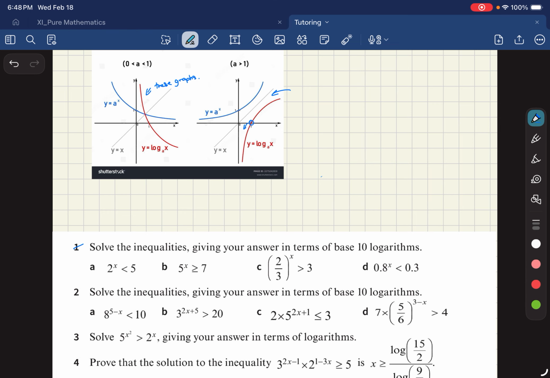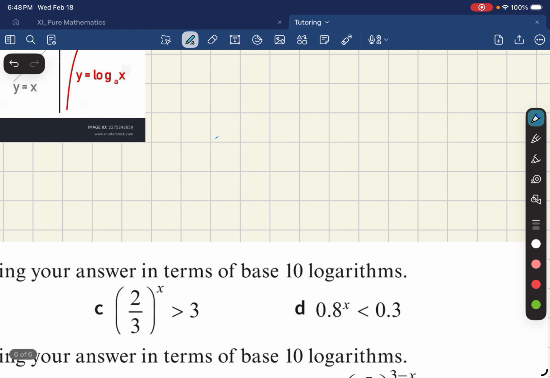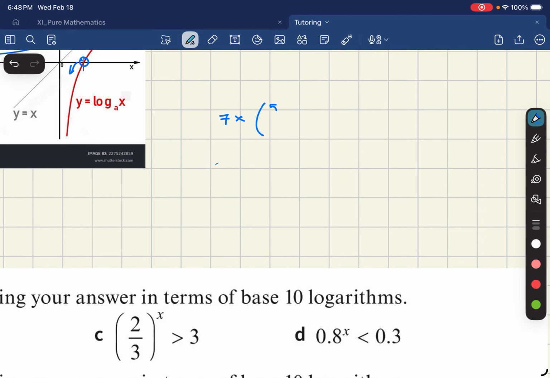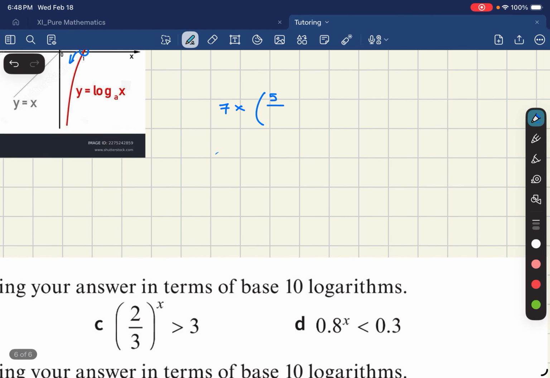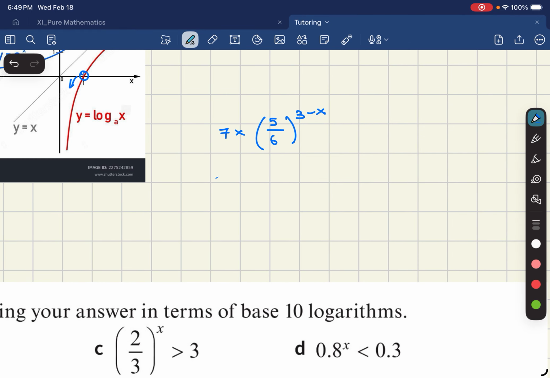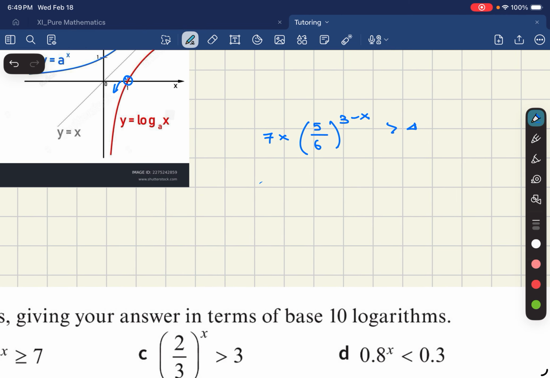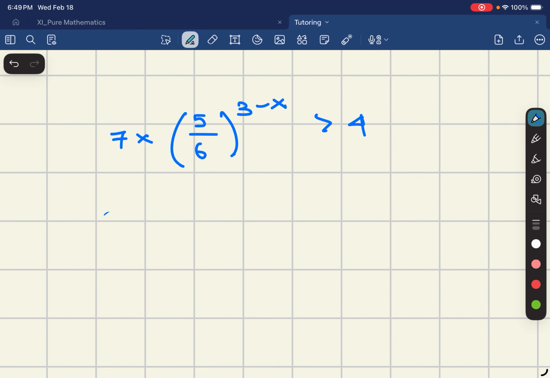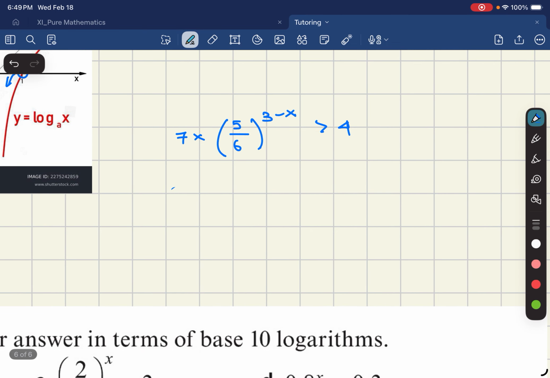And let's do D. D just tells me that I have 7 times 5 over 6 to the power 3 minus x bigger than 4. So now I can again take log of both sides. And because I'm taking log base 10, I don't have to worry. If this is bigger, log base 10 of this thing is going to be bigger. So log of 7 times (5 over 6)^(3 minus x) is bigger than log 4. And the base is 10, it's implied.